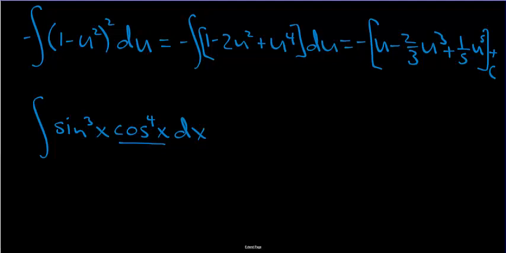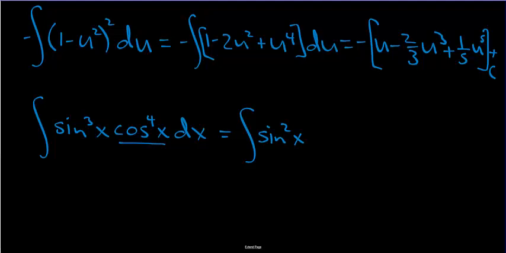So if I look at this and I think, hey, if I peel off a sine, I'm going to have sine to the second power, which I can write in terms of cosine. And then I'll have everything in terms of cosine except the sine x dx on the end. So look, here's what I'll do.